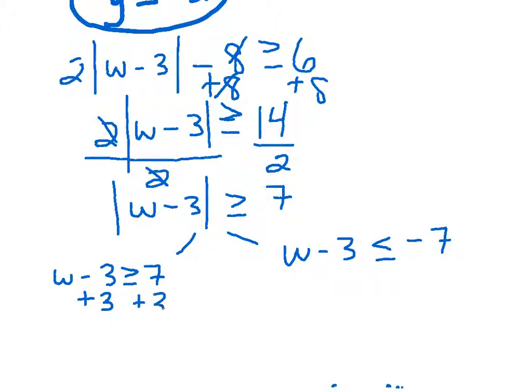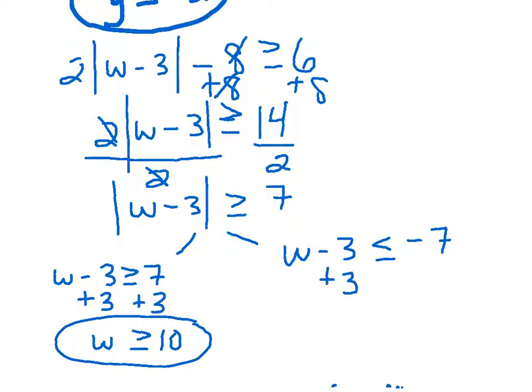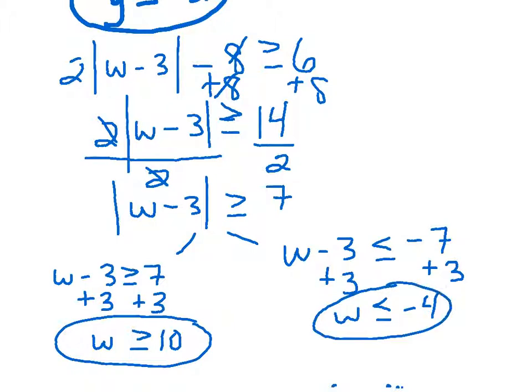Add 3. And this solution is w is greater than or equal to 10. And then over on this side, we add 3, and we add 3. W is less than or equal to negative 4. So those are our 2 sets of solutions. And again, it's just a few extra steps, but we're following the same type of problem over and over again. So let's try another one.